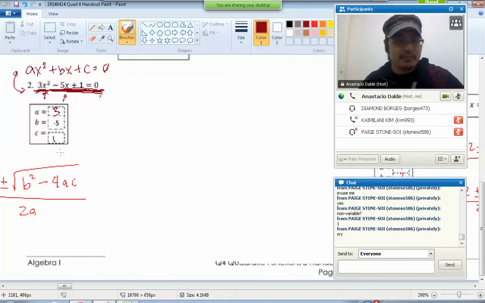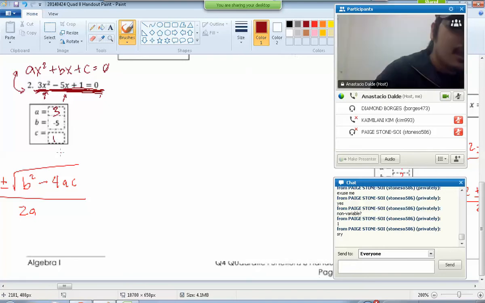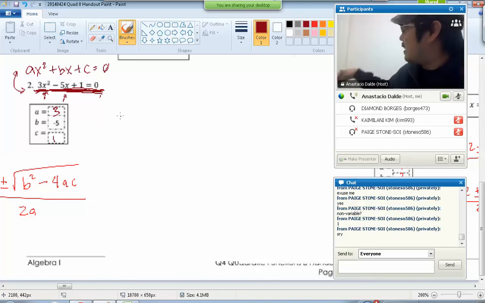Anyway, so we have our A, which is 3, we have our B, which is negative 5, and we have our C, which is 1. Got it? All right, now, all we do is plug it into the quadratic formula. Now, what is the quadratic formula? I make you guys re-say it every time.